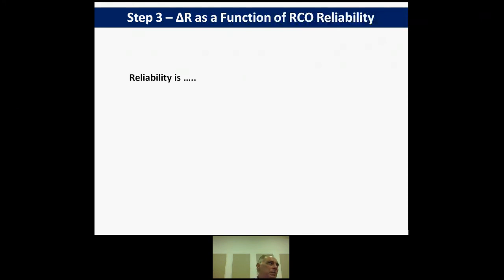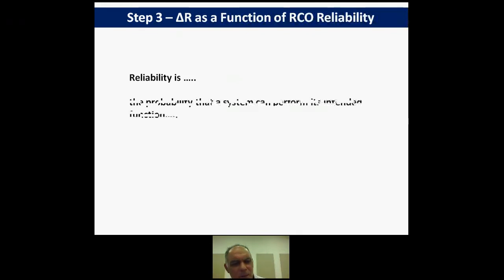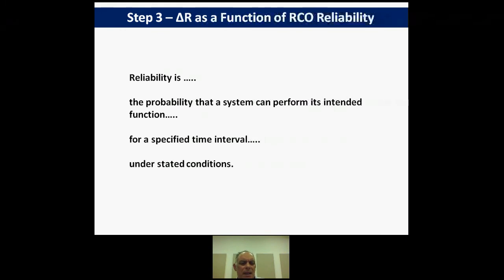its intended purpose. And in that sense, reliability, which is more or less what we are defining here, is the probability that the system can perform its intended function for a specified time interval under stated conditions. So, in order to be able to evaluate the risk reduction which is offered by a risk control option, it is important to evaluate its reliability. In other words, the probability that this measure will perform as expected.